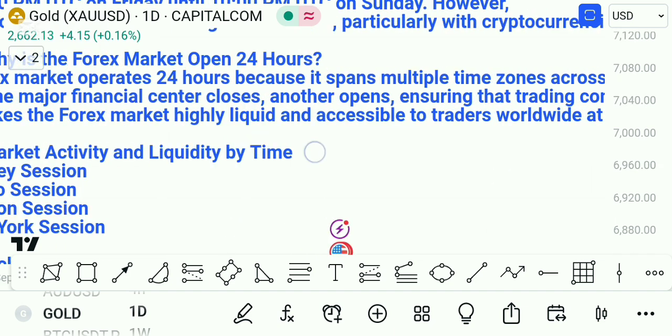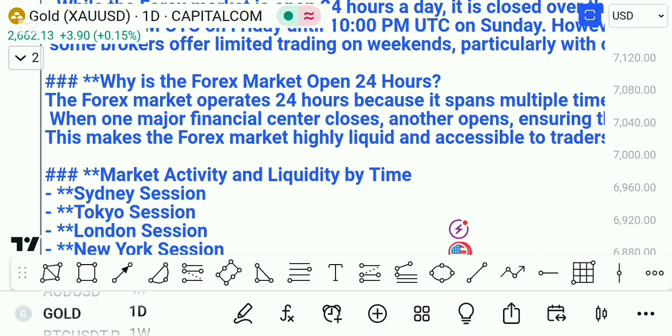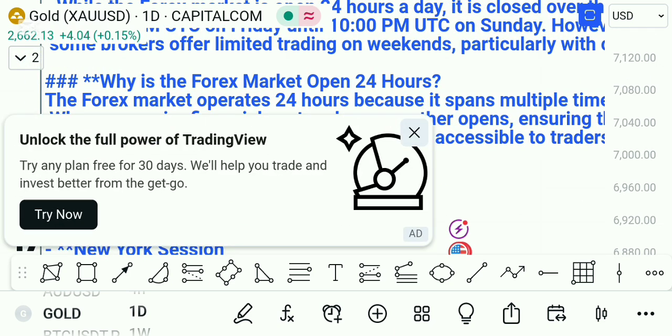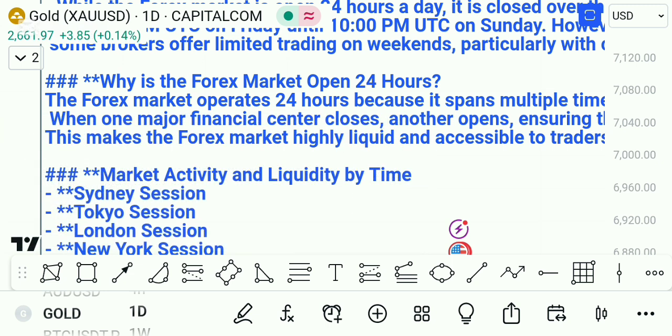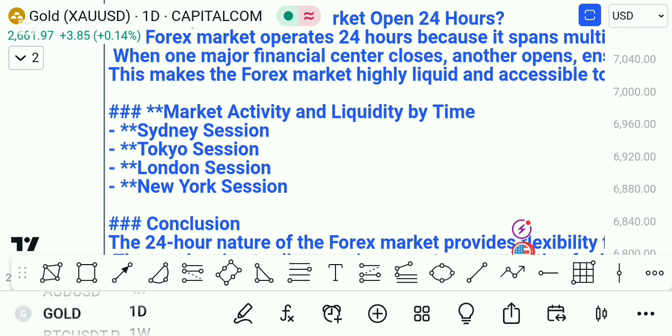It means that as long as you are a trader like me, you can trade the market anytime, in the morning, at noon, and at night. All right, and this happens. There are market activities that happen, and they are liquid at different times: the Sydney session, the Tokyo session, the London session, and the New York session. All these have liquidity, and it varies. So guys, gradually we'll be going in depth into this.